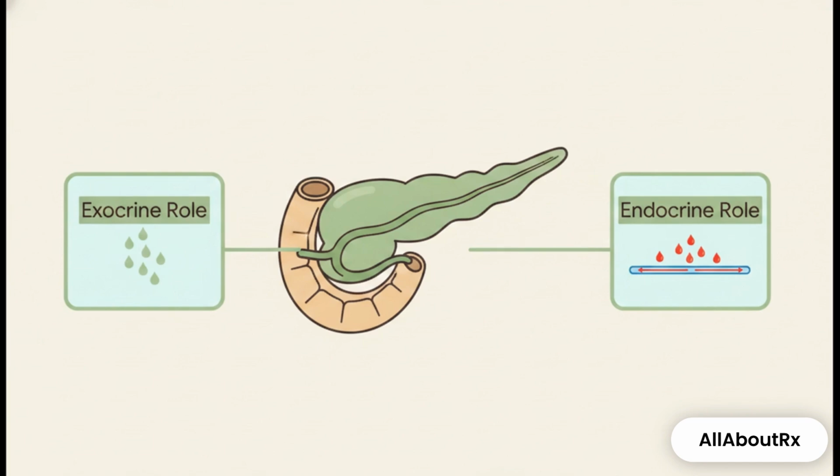On one hand, it has an exocrine role, meaning it pumps out heavy-hitting digestive enzymes, lipase for fats, amylase for carbs, and protease for proteins, sending them straight into the duodenum. But on the other hand, it also has an endocrine role. The islets of Langerhans inside the pancreas secrete hormones like insulin and glucagon straight into the bloodstream to control your blood sugar. Talk about the ultimate multitasker.